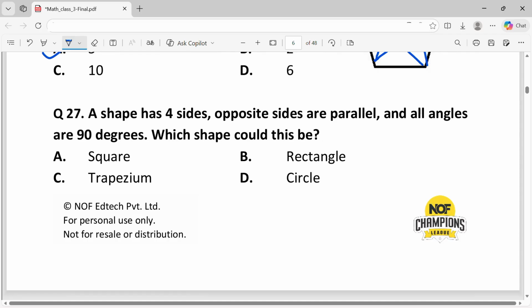Question 27. A shape has 4 sides. Opposite sides are parallel and all angles are 90 degrees. Which shape could this be? The description provided fits both a square and a rectangle. So both option A and B are correct. Since a rectangle has 4 sides, opposite sides are parallel and all angles are 90 degrees, a square is a special type of rectangle where all 4 sides are also equal in length.